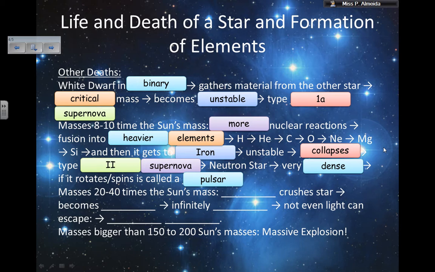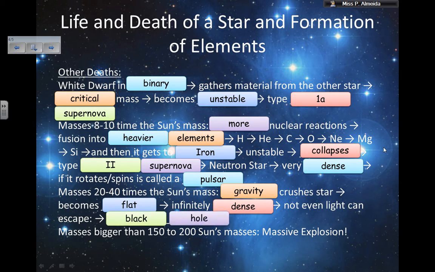Anyway, going to bigger masses, if my star is even more massive initially, it has 20 to 40 times the sun mass, then gravity will crush the star. Not even the neutron degeneracy, which is the repulsion force of the neutrons, is going to be able to balance out that gravity. Gravity crushes the star completely, okay? So my star becomes flat and is infinitely dense, so dense that not even light can escape. This is why I call it a black hole. So that's how I get a black hole.